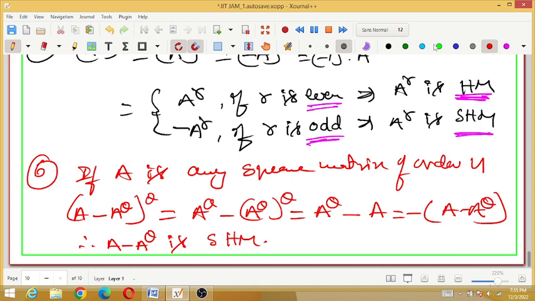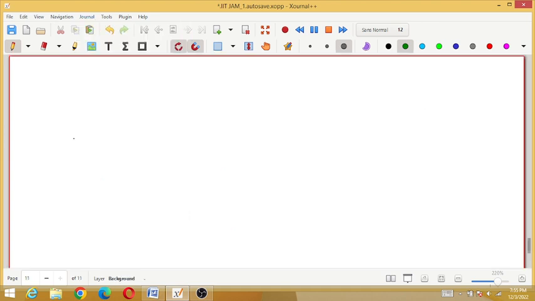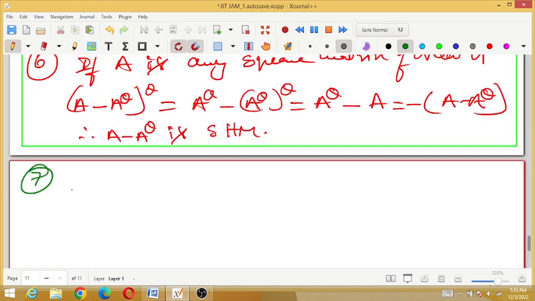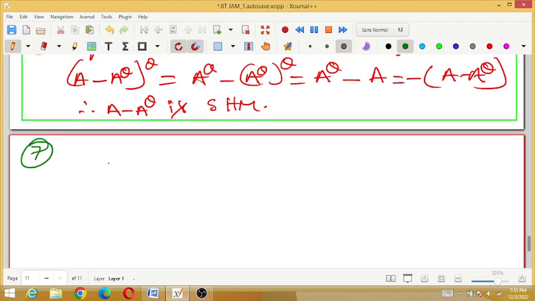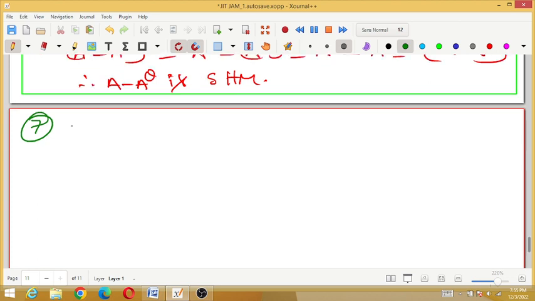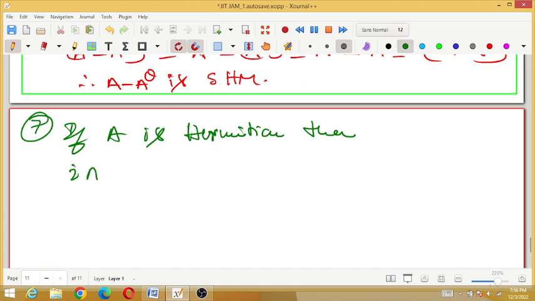Next, one more, last one more, seventh point. We'll discuss one more, two points only. If A is Hermitian, then i into A, i is imaginary, i into A is skew Hermitian.